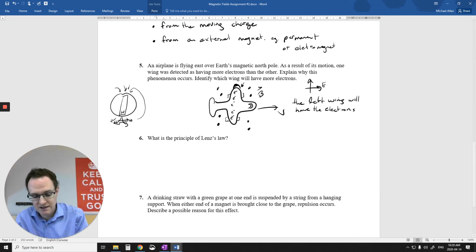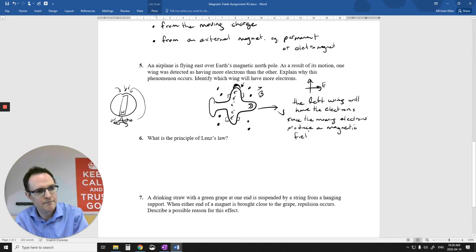Why does this occur? Because those electrons are moving, they produce a magnetic field, they interact with the Earth's magnetic field, and they get forced in a certain direction. In this case, the force is upwards, so that's my magnetic force there.